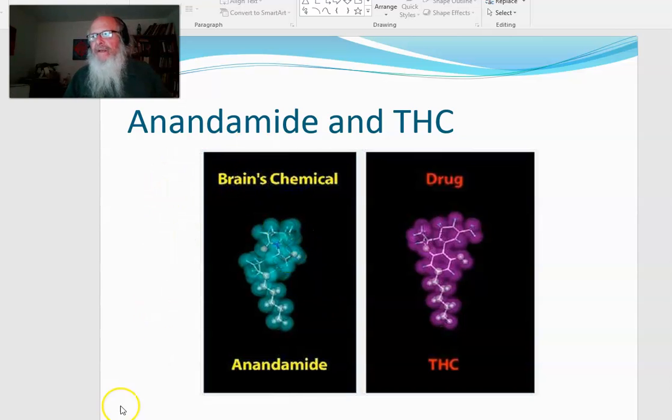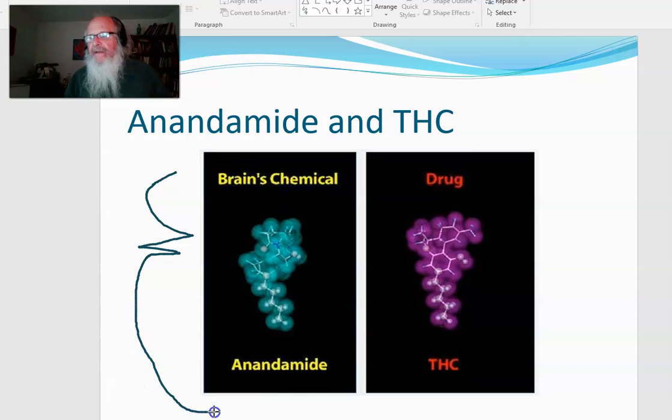Okay. Here's an electron scanning microscope picture of a particular neurotransmitter chemical that's produced by the brain. This neurotransmitter chemical was not identified until sometime in the 1990s, so not more than about 25 years. And the scientists who originally discovered this neurotransmitter chemical called it anandamide.